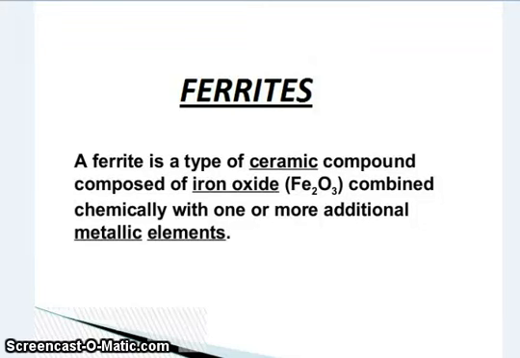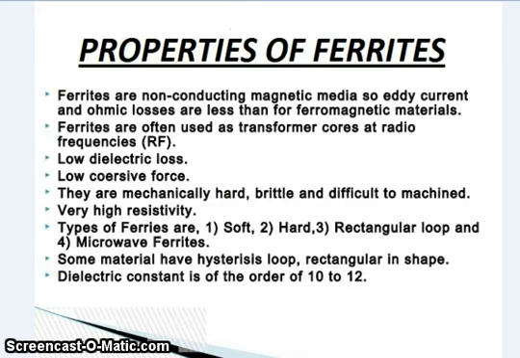Good morning, students. Again, we will continue with this topic of ferrites. A ferrite is a type of ceramic compound composed of iron oxide combined chemically with one or more additional metallic elements. Right? So, various properties we had already discussed. Ferrites are non-conducting materials, so eddy currents and ohmic losses are less than ferromagnetic materials.